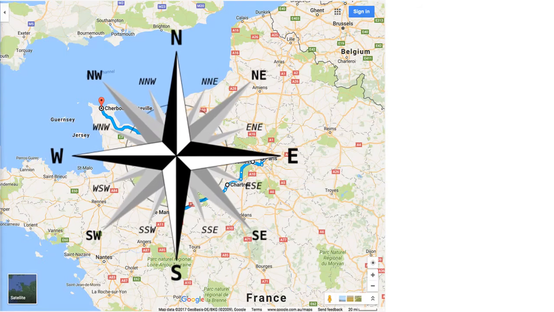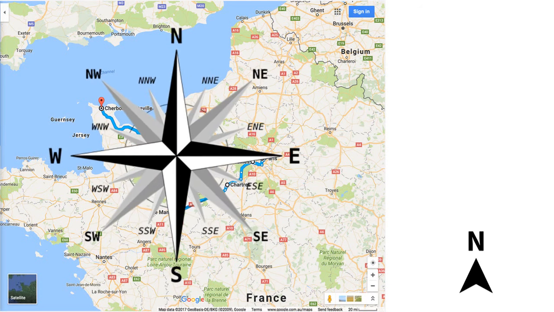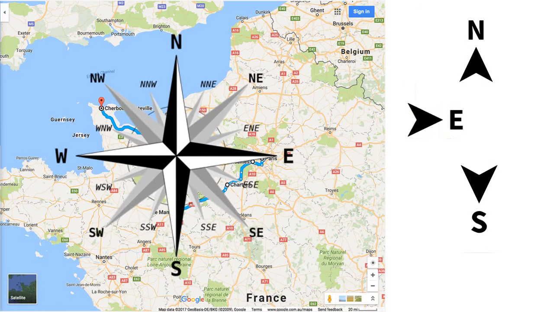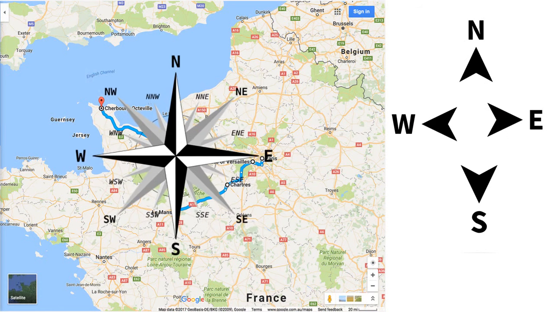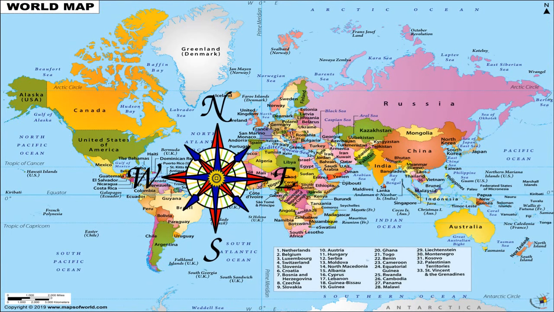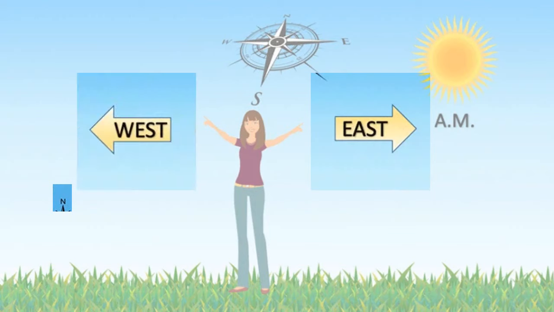Directions. The four major directions used in a map are north, south, east, and west. If one stands facing a map, towards the top of the map is the north, and towards the bottom is the south. The east lies towards the right and west towards the left.